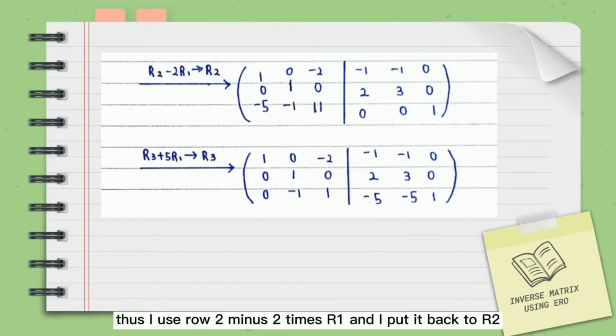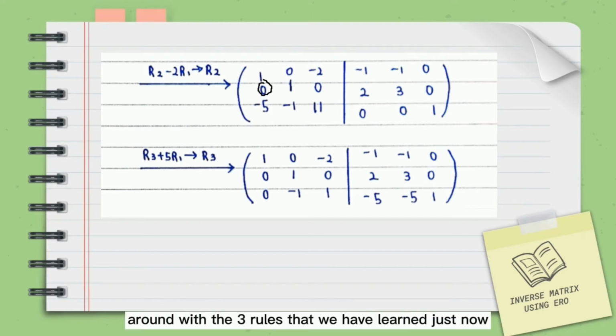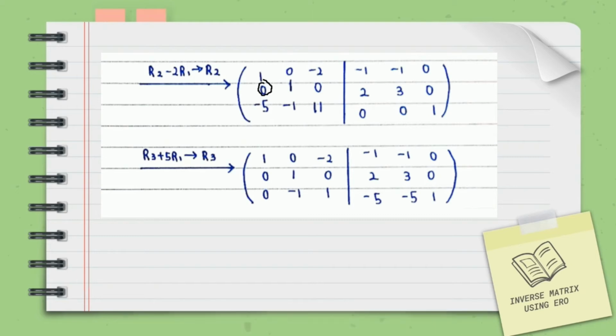Thus, I use row 2 minus 2 times R1 and then I put it back to R2, and you realize that this value has become 0. So basically, we will be playing around with the 3 rules that we have learned just now, and we will keep performing ERO for the following number.